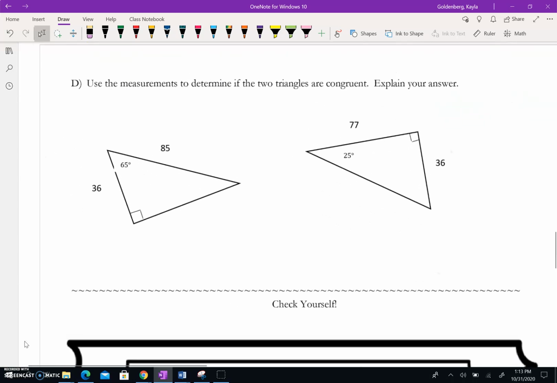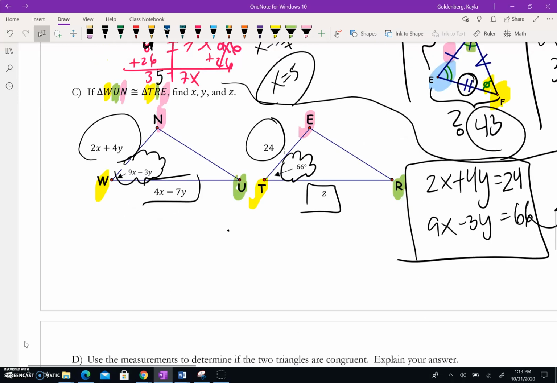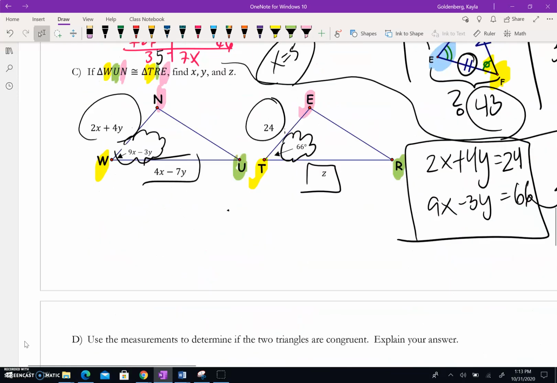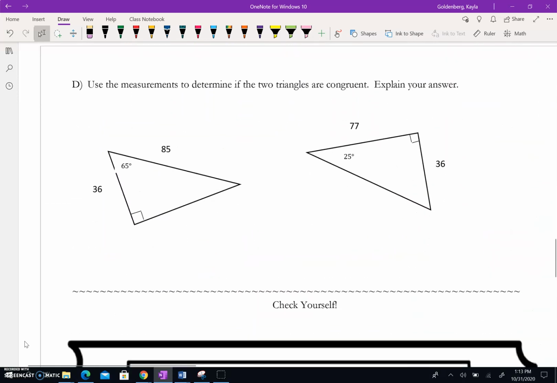These ones, use measurements to determine if the triangles are congruent. This is a good practice problem. I would say this should have been one of my first practice problems, right? Because it's a lot easier to do. So let's see.